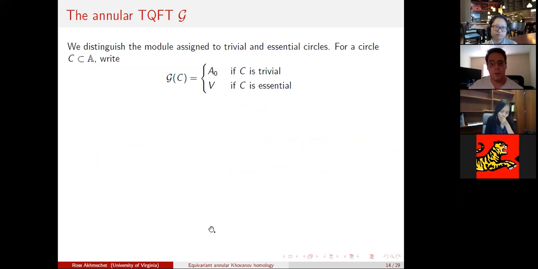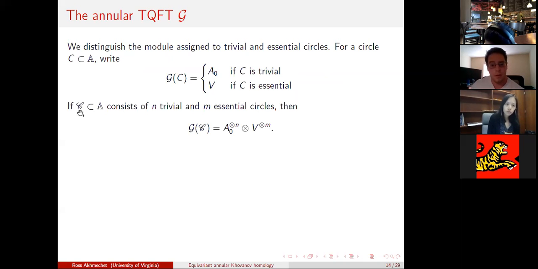Here's some notation. We'll distinguish the module that's assigned to a trivial and to an essential circle. So for a single circle in the annulus, I'm going to use the notation A null for the contractible, trivial circles, and I'll write it as V for the essential ones. As bigraded modules, they really are different. So if you have n trivial and m essential circles, then the module might be written like this: n tensor factors of A null and m of V.